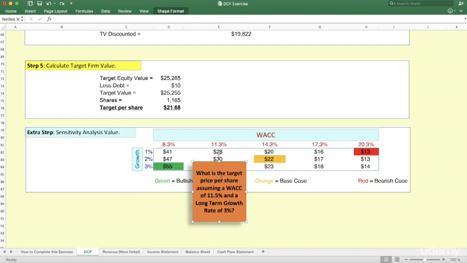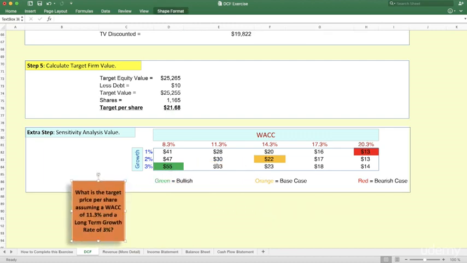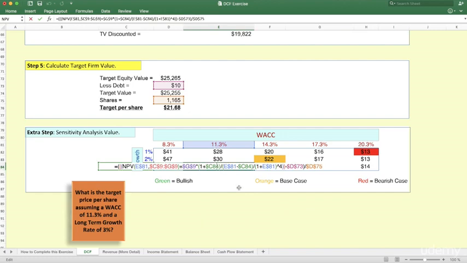And I wrote here, what's the target price per share, assuming a weighted average cost of capital of 11.5%. I should actually say 11.3, sorry. 11.3% and a long-term growth rate of 3, right? And the math here, it looks complicated, right? I know it's complicated, right? But it's basically just everything we've done, right? It basically says, well, the value of the company is going to be the net present value, right, of those cash flows, plus the terminal value discounted as well, right? Minus the debt we have, right? Divided by the number of shares, okay?